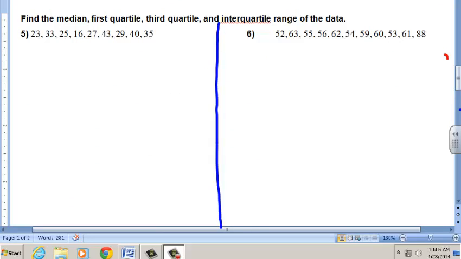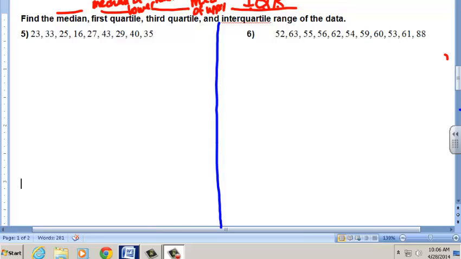Okay, this is a new concept for you, so be very careful and pay close attention to what I'm doing. In this case, we have to find the median, the first quartile, the third quartile, and the interquartile range, which we give as IQR, interquartile range of the data. Okay, now median, you know what to do. It's the middle number of the given data values. First quartile is the median of lower half of the data, and third quartile is the median of upper half of data, and we'll talk what that means.